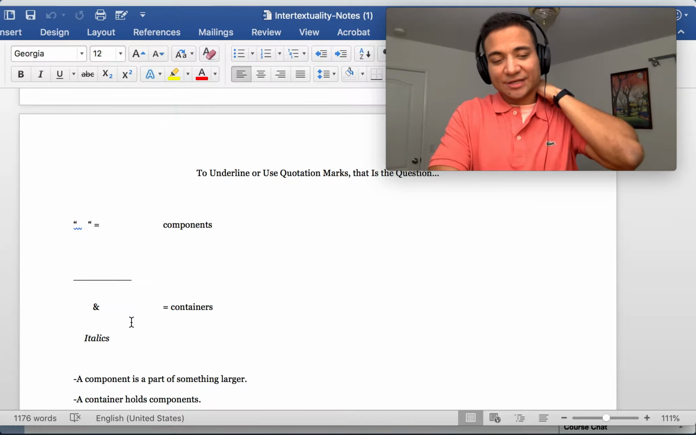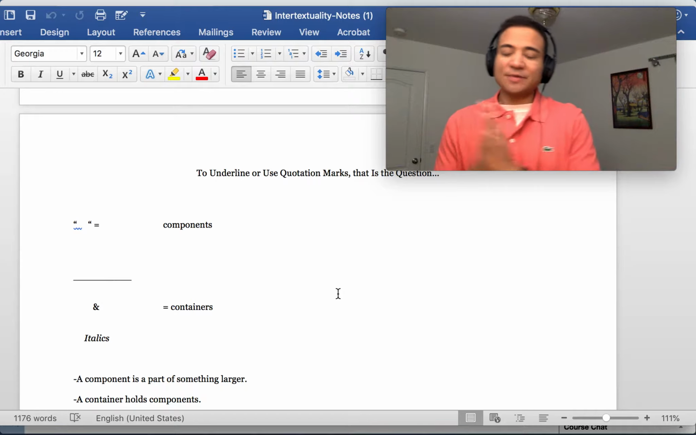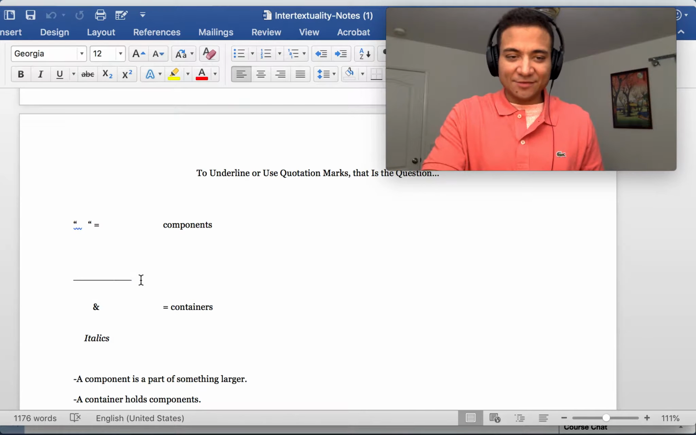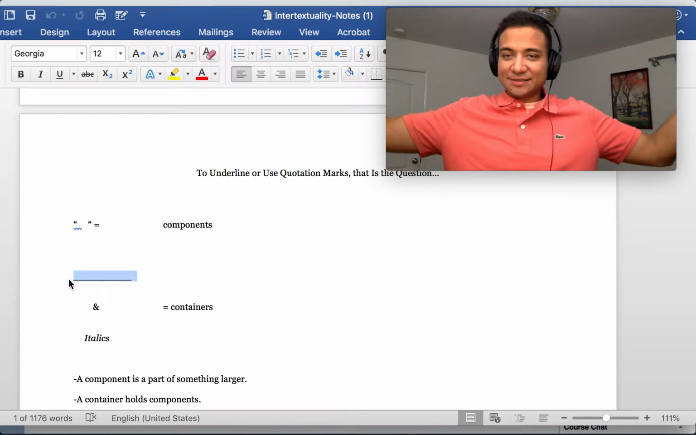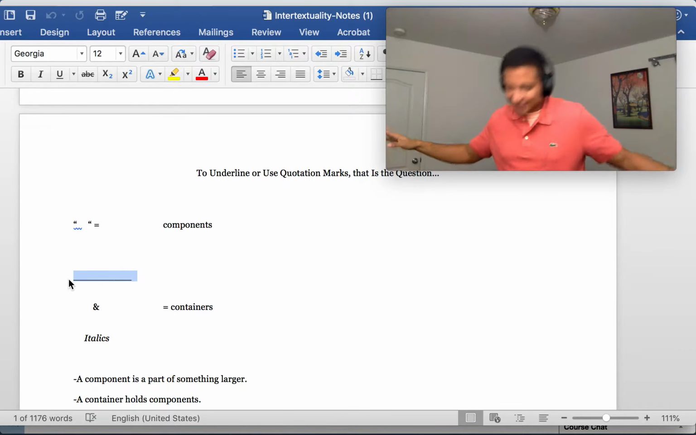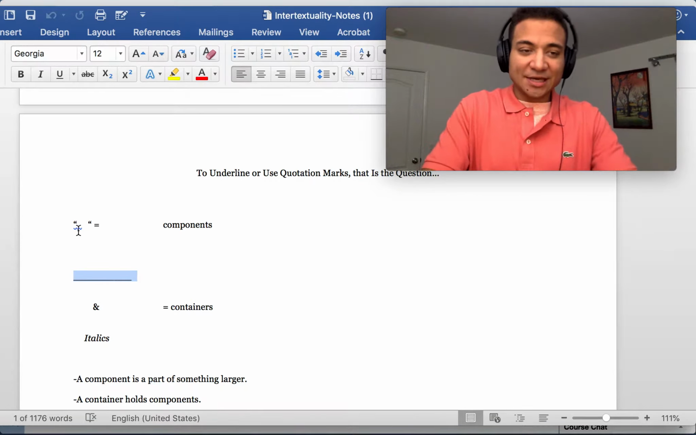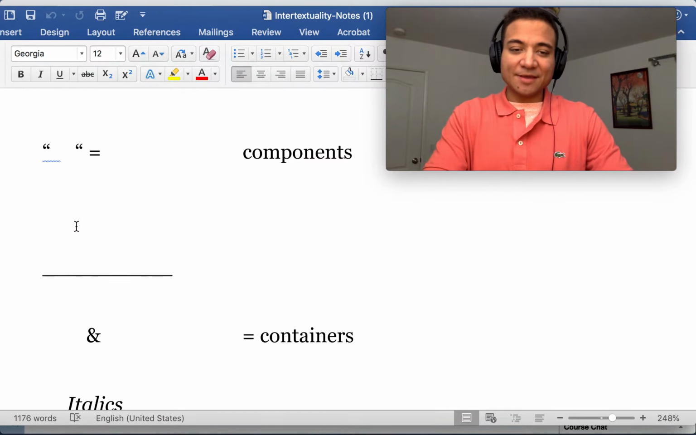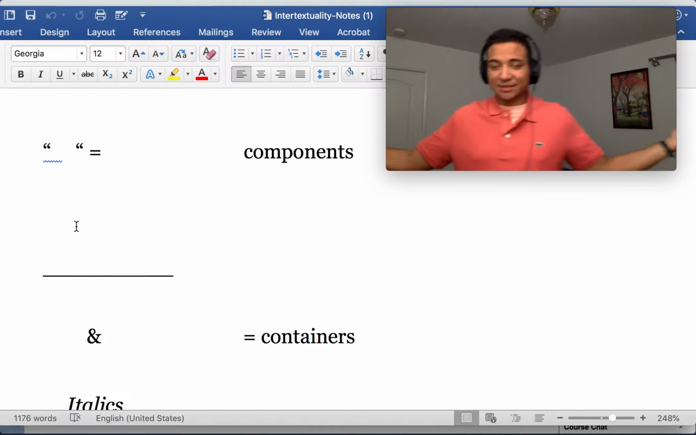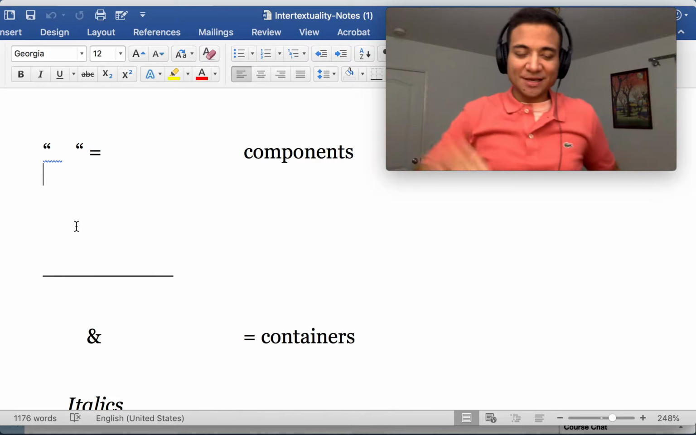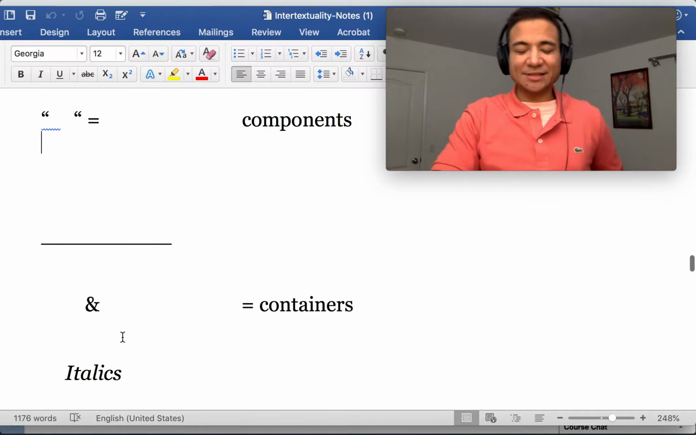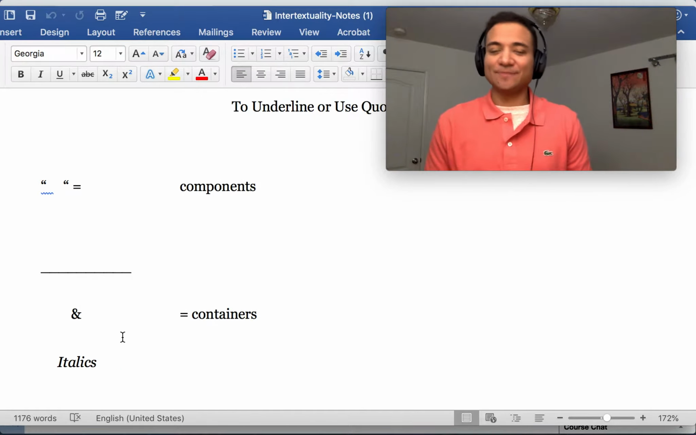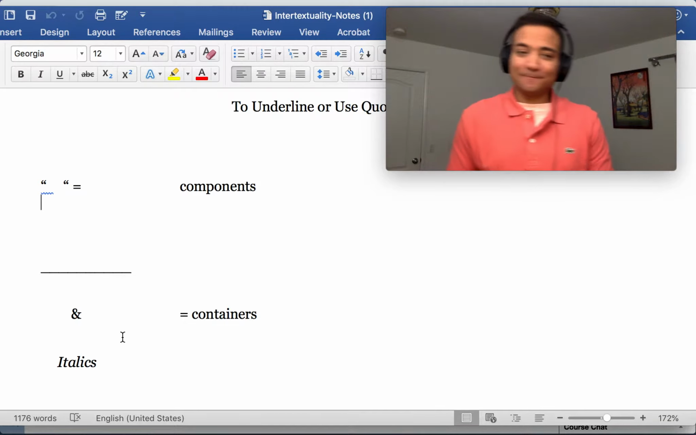When you underline or italicize, interchangeably, it's a container. A cool way to remember this is to pretend this line is a big glass line. If I were to break it, then the shards are components. These look like components of a larger line. That's a good way to remember it. And then the line is the holistic, larger container. Interchangeably, you can italicize. Well, what does that mean for the world of sources?